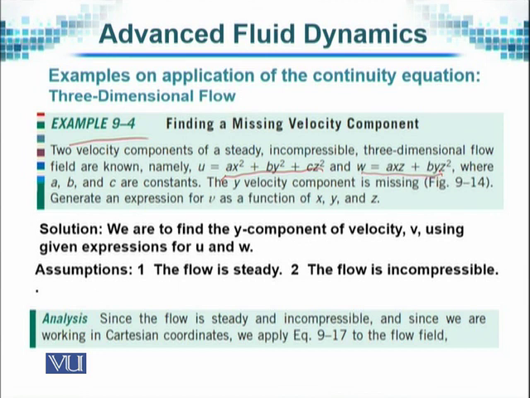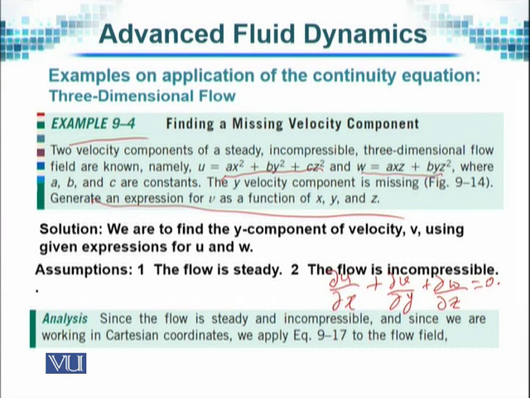Where A, B, C are some constants, the y velocity component, which we represent by V, is missing. And the problem is to determine it, to generate a function for this. The only tool available to us to determine it is the continuity equation. For three-dimensional flow, it will be du/dx plus dv/dy plus dw/dz equal to 0.